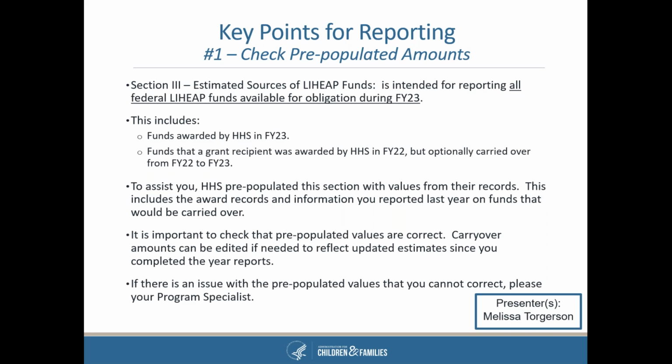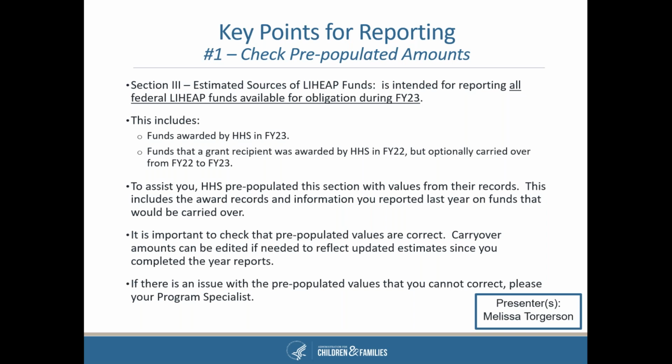This first part, sources, is pretty straightforward. So the purpose of this is to say this is all of the money that we had available to us to obligate in FY 2023, and it includes funds that are given to you by HHS, so funds that were awarded, as well as funds that were awarded to you in FY 2022, but you didn't obligate until 2023. So you carried those over as unobligated funds.